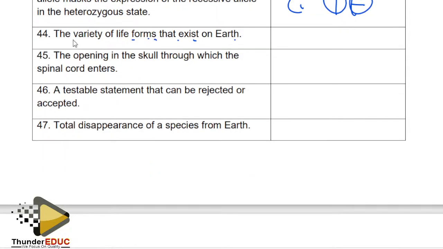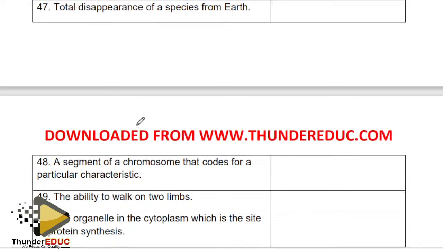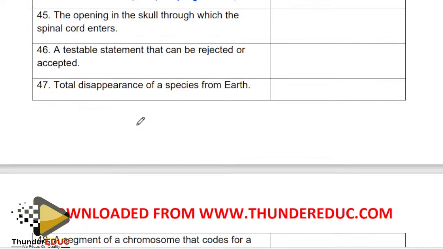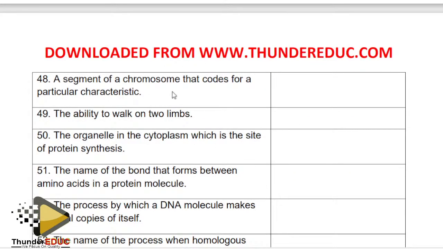They're saying that a variety of life forms that exist on Earth, that is called biodiversity. The opening in the skull through which spinal cord enters, we call it foramen magnum. The testable statement that can be rejected or accepted is a hypothesis. Total disappearance of species from the Earth, we call it what? We call it extinction.